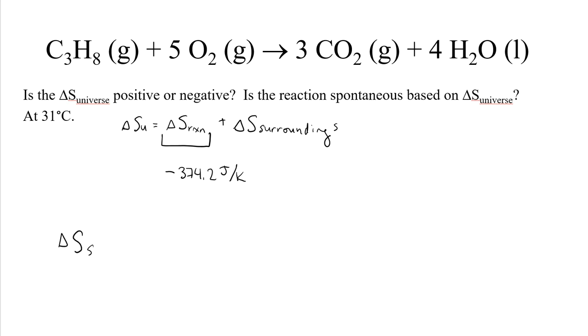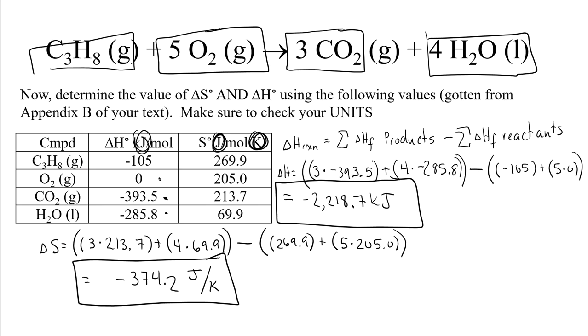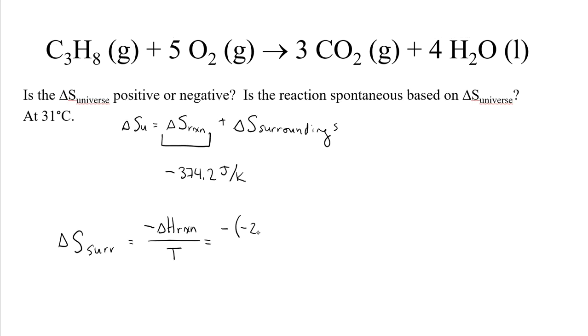The delta S of the surroundings equals the opposite of the delta H of the reaction divided by temperature. So that means it's the opposite of negative, this is the number we got on the previous slide, 2,218.7. I'm going to be really, really careful here. This is in terms of kilojoules. Divided by the temperature, I gave you a temperature of 31 degrees Celsius. So 31 plus 273.15 gives us a temperature in Kelvin of 304.